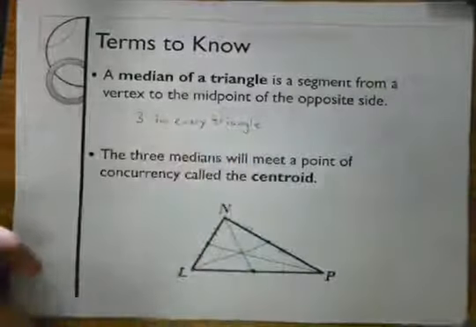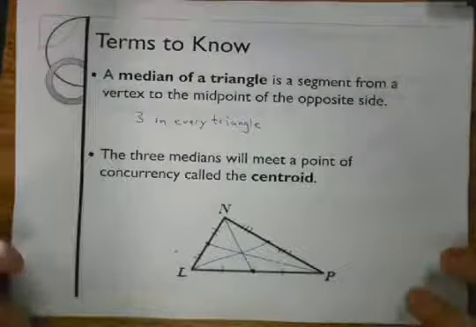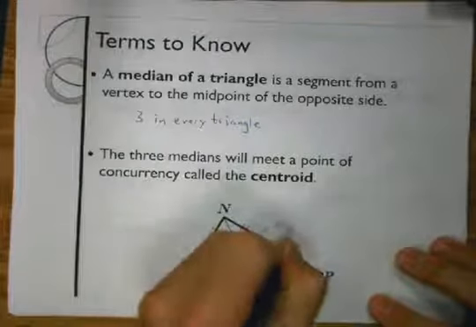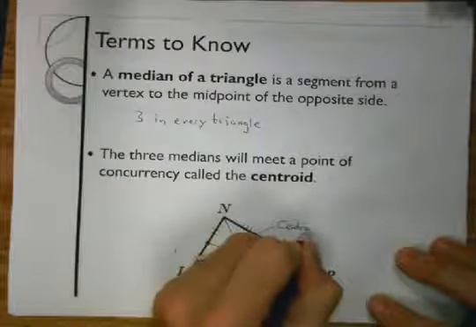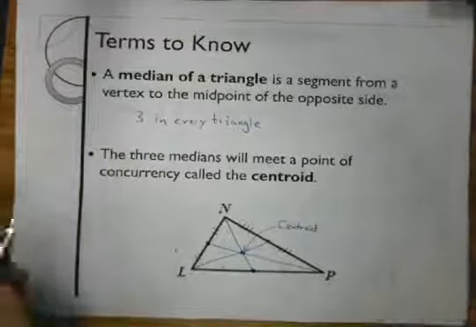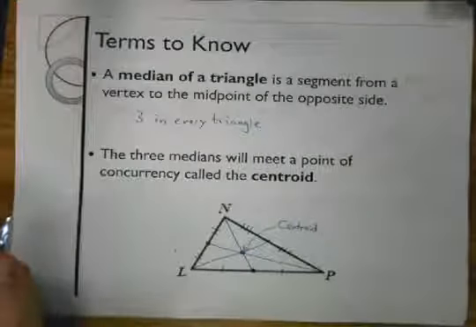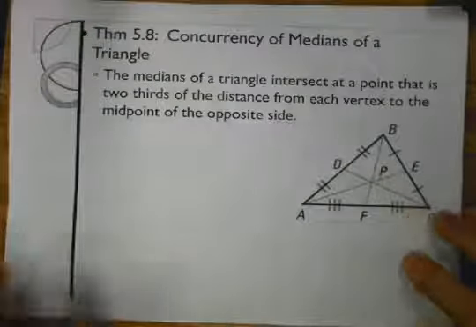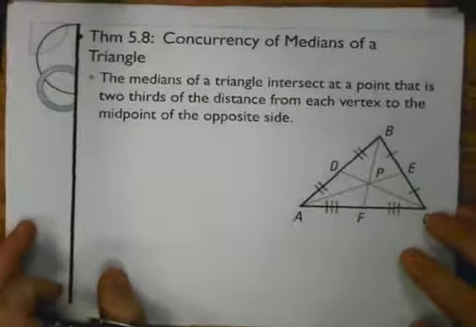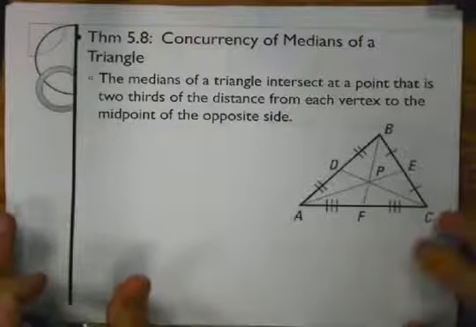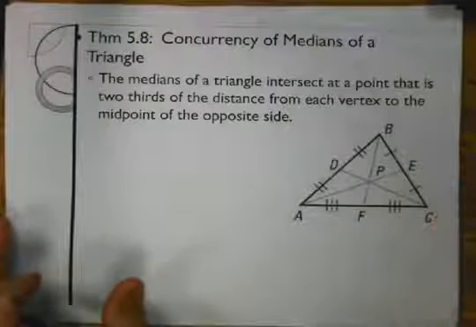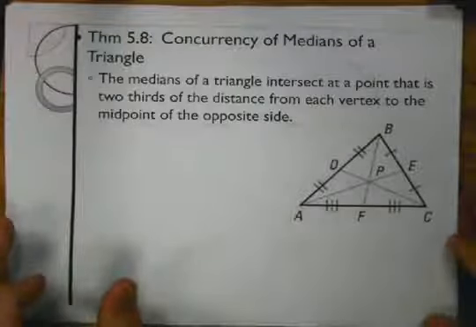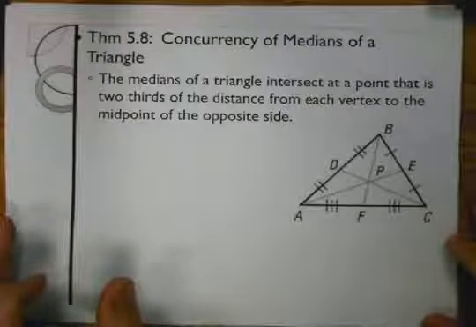Now, the 3 of them will meet. They have a point of concurrency, and we call it here the centroid. So, when the 3 medians meet, the name for that will be the centroid. Now, we have a theorem to go with that. The concurrency of medians of a triangle, or really concurrency, we're talking about the centroid. That says the medians of a triangle intersect at a point that is 2/3 of the distance from each vertex to the midpoint of the opposite side.